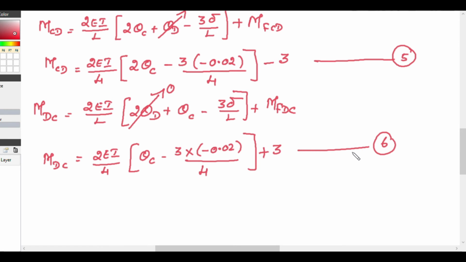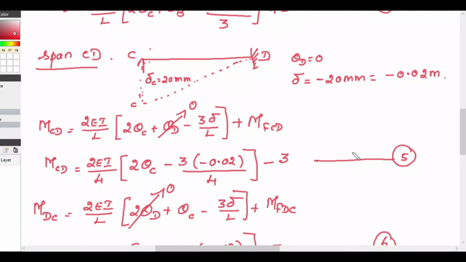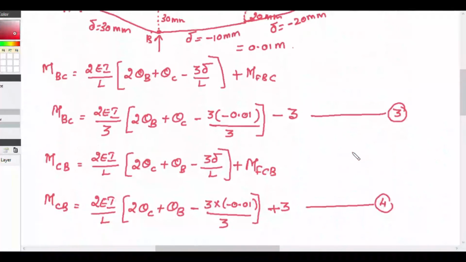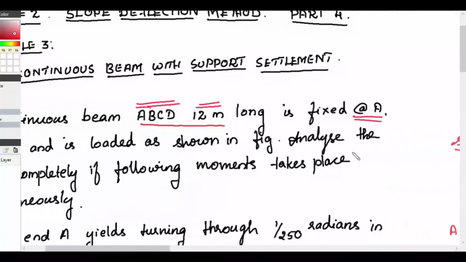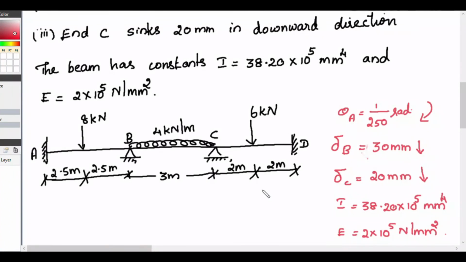Now we have 6 equations. See how many unknowns. All these 6 equations are in terms of theta B and theta C, right? That means our degree of kinematic indeterminacy will be equal to 2. For this problem, our degree of kinematic indeterminacy is equal to 2.